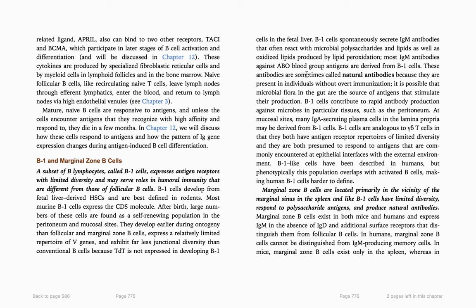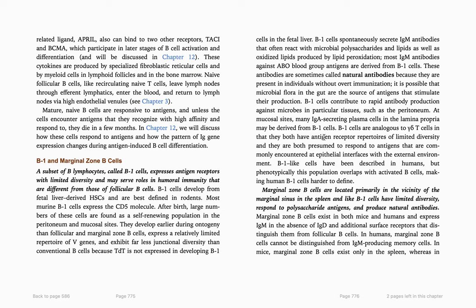Most IgM antibodies against ABO blood group antigen are derived from the B1 cells. These antibodies are sometimes called natural antibody because they are present in individuals without overt immunization. It is possible that microbial flora in the gut are the source of antigen that stimulate their production. B1 cells contribute to the rapid antibody production against microbes in particular tissue such as peritoneum. At the mucosal site, many IgA secreting plasma cells in lamina propria may be derived from B1 cells.